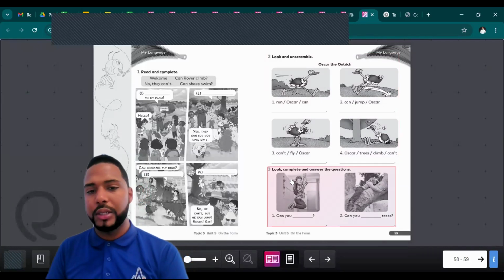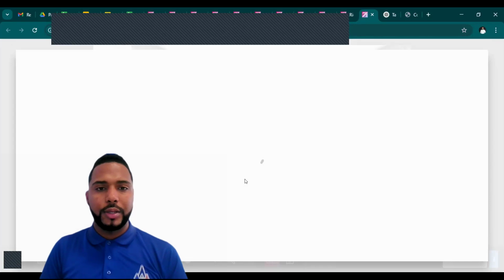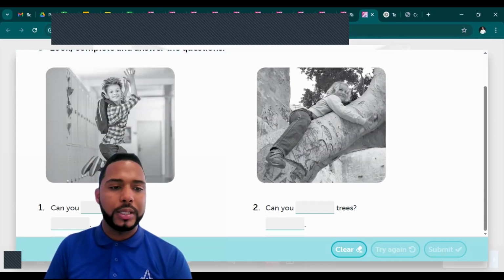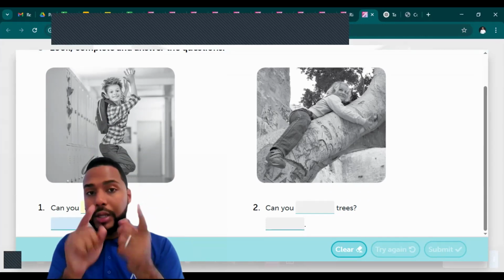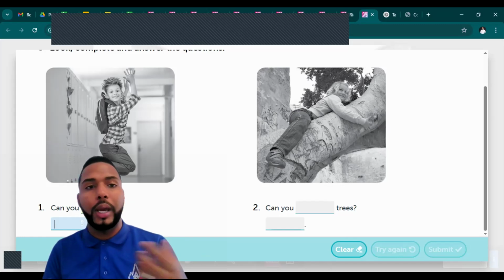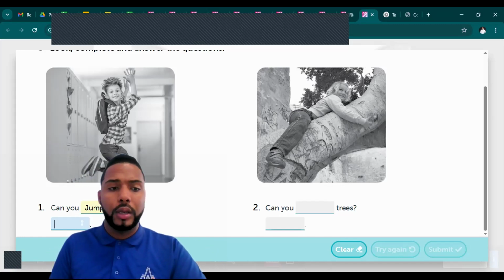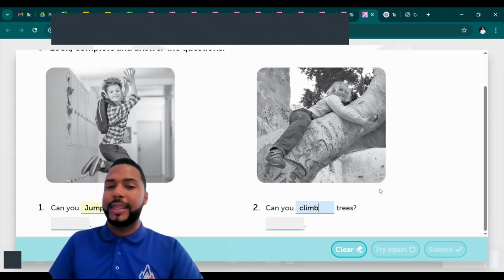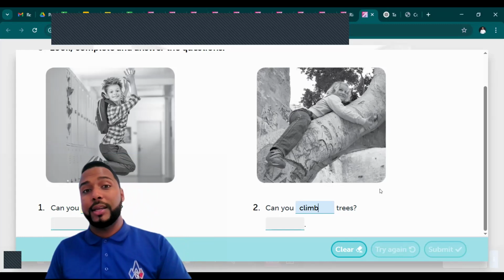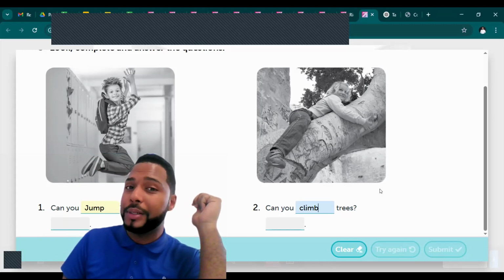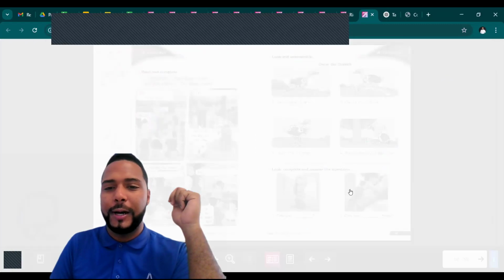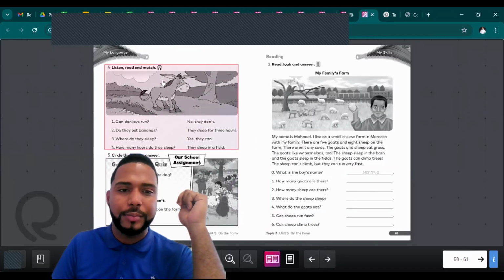The other exercise, you need to look and complete and answer the question. You see what the boy is doing? The boy is jumping. So here, can you jump? Right there. Of course, this question is about you. It's personal. This question, so you need to answer in the way of your reality. Can you jump? Oh, yes, I can, or no, I can't. The other, can you climb trees? What do you think? Well, yes, I can, or no, I can't. So let me know. What can you do? Can you climb trees? Can you jump? Let me know, please.